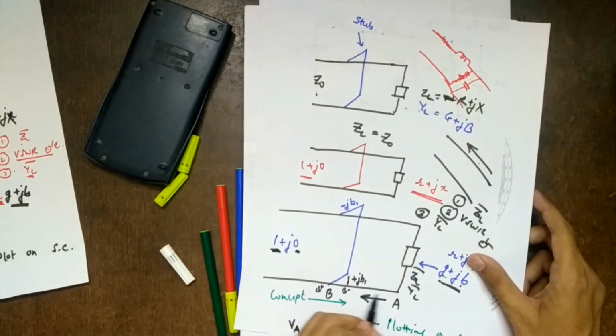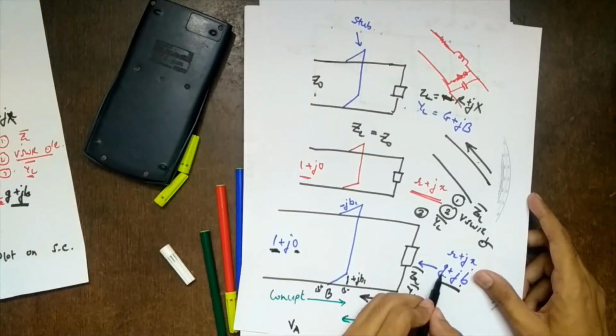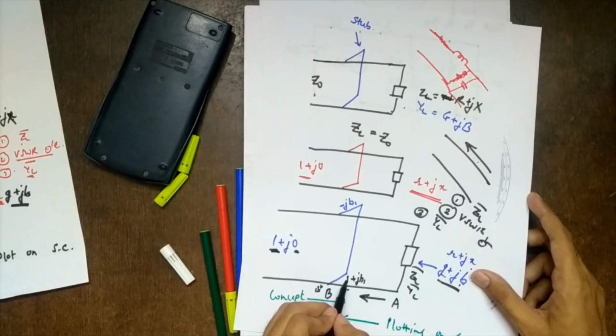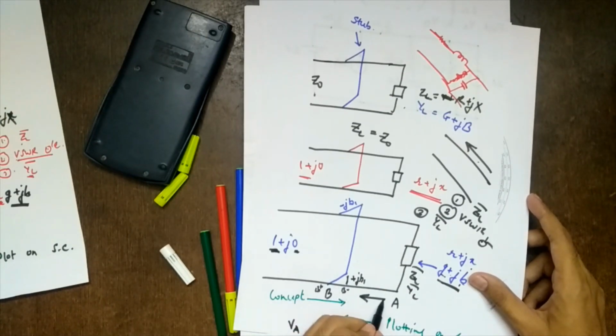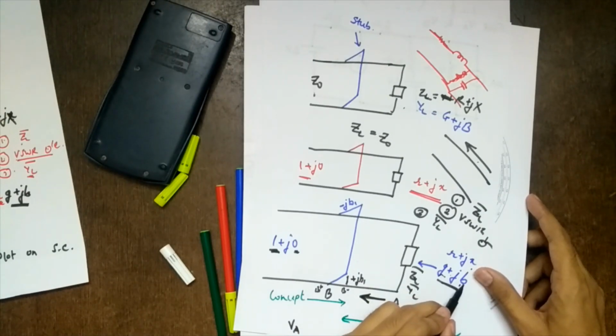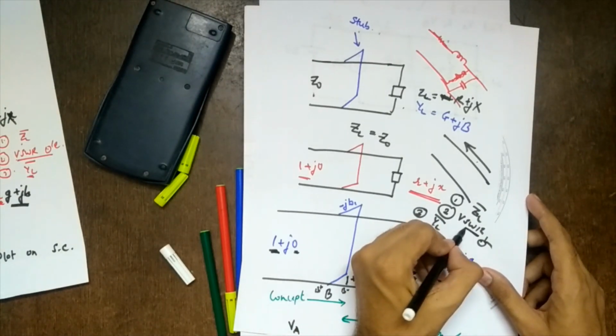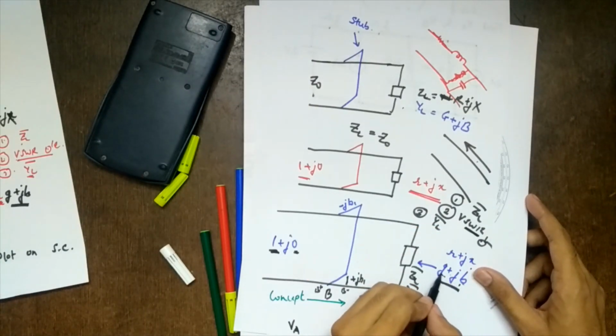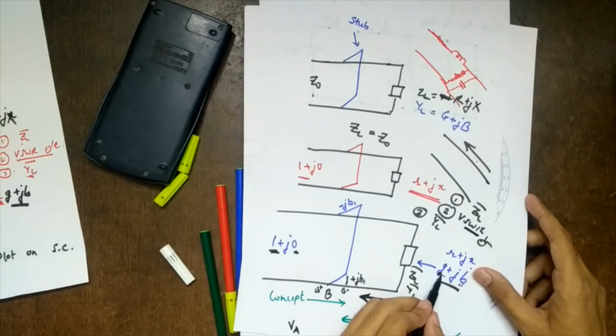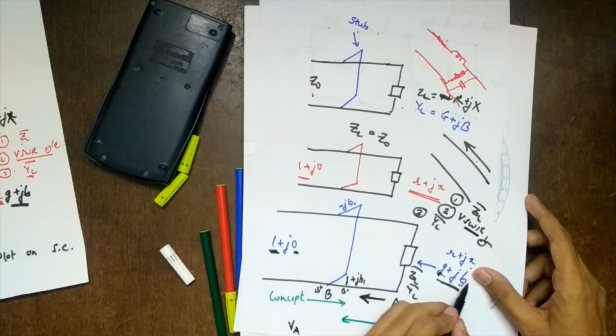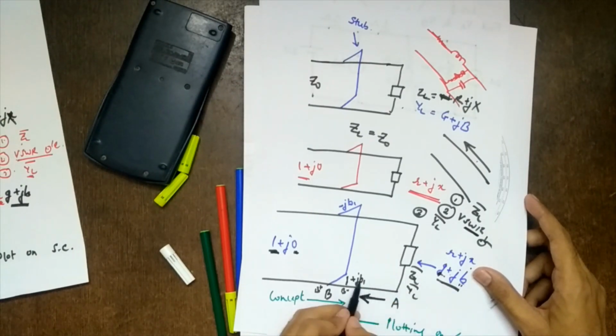So you have to move away from the load towards the generator. So G plus jB should become, G should become what? 1. So you are moving along the length of the transmission line. So G should change as well as B should change, meaning you have to move on the VSWR circle. If you move on the VSWR circle, the impedance changes, that is, the reactance as well as the resistance changes. Okay. So move such that G becomes 1, and automatically B is going to change. So B will become B1.